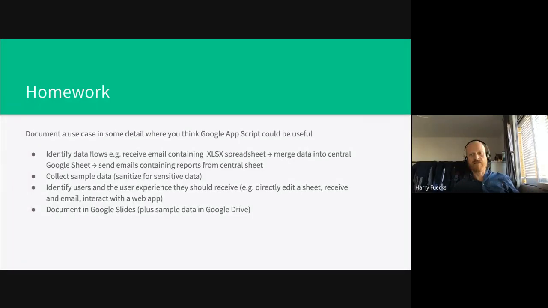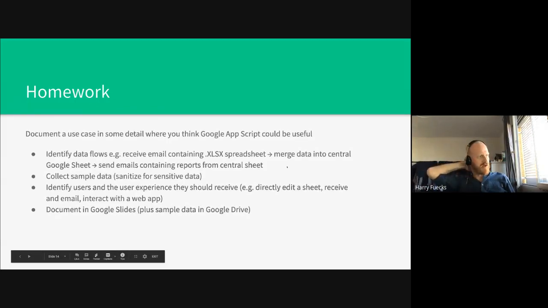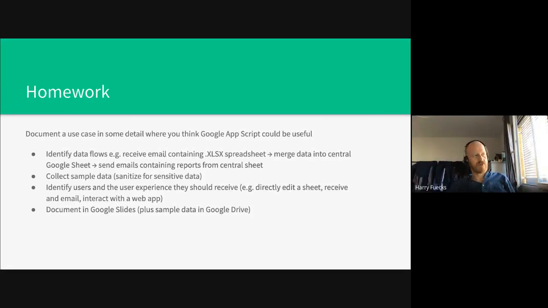If you don't have an idea right now, maybe think of something you'd be interested to try. Try and document a use case that would be useful to you, where you could use Google Apps Script to automate. And this is just a few tips. Maybe people have more ideas or want to share things on Slack while I'm away. Identify the data flow, like: every week I receive these emails containing Excel spreadsheets, so how do I want to merge that into a single sheet and then send emails to people containing reports.